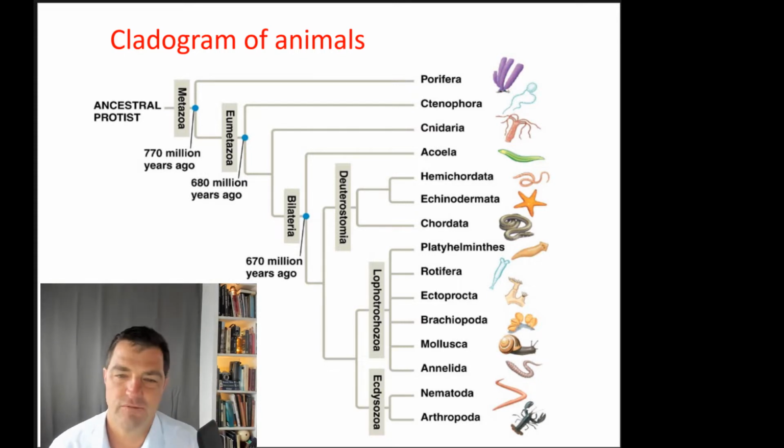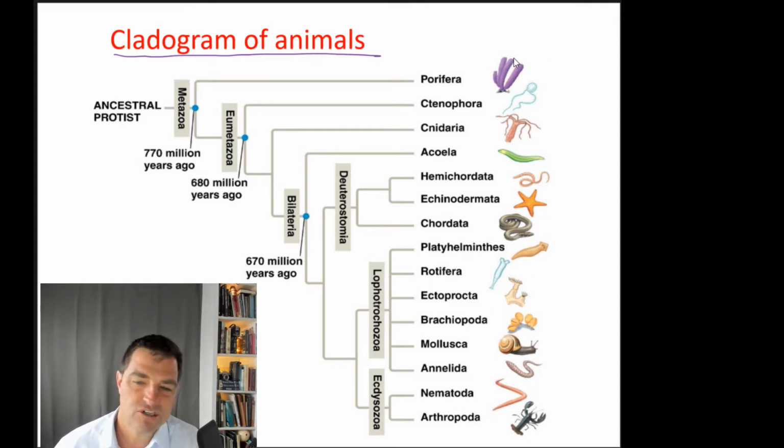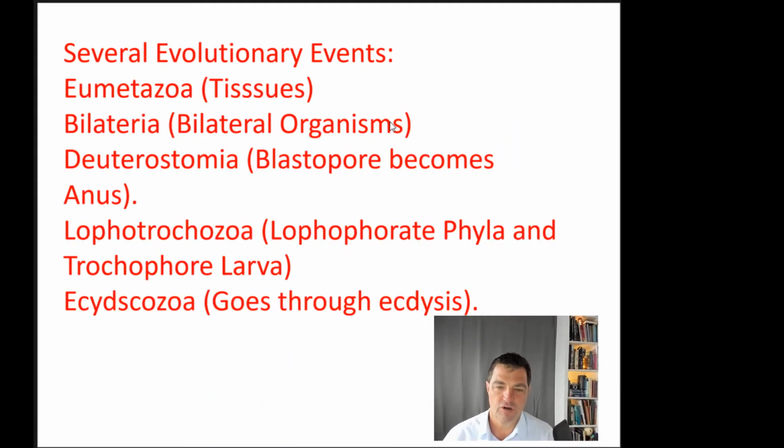So let's start off with just a quick reminder of things we've done before. Here's our cladogram of animals. There's a couple of different cladograms on this depending on whether you use structure or DNA. I'm going to stick with this one just to make it nice and simple. So we're going to go through that.